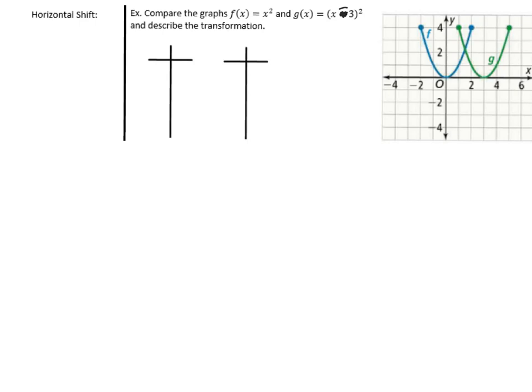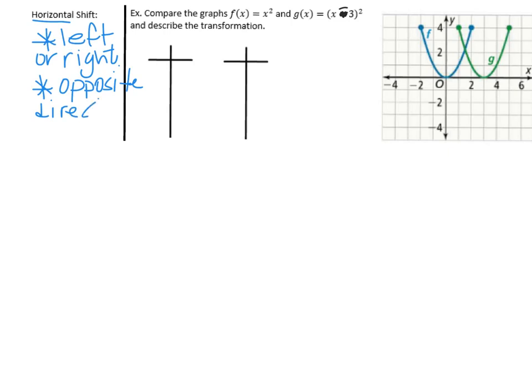Taking a look at a horizontal shift. A horizontal shift will move your graph from the parent function left or right. And what makes this type of shift unique is it always goes in the opposite direction. So that's something that we have to think about. Oh golly, I just ran into that space right there. When we do a horizontal shift.